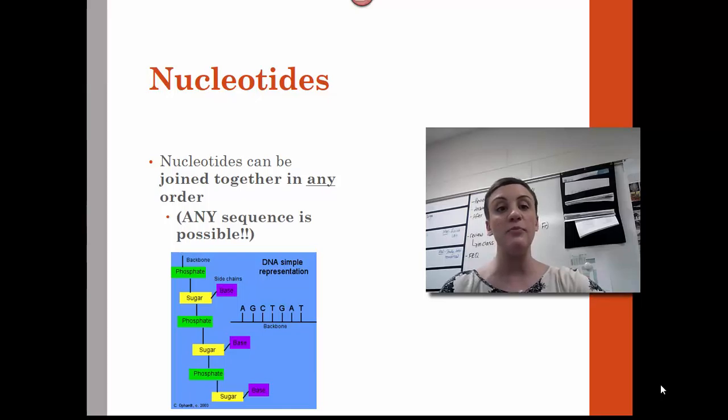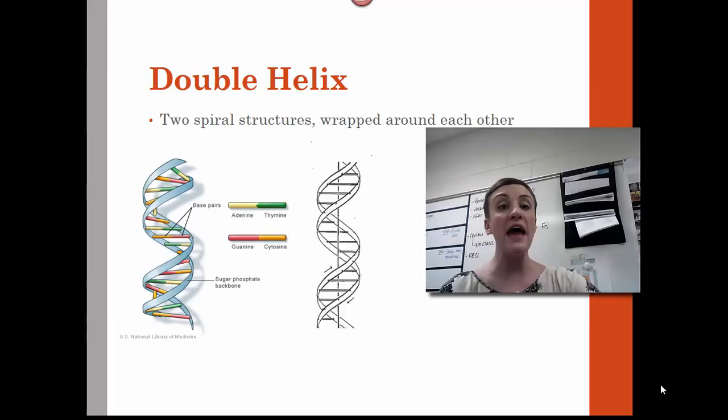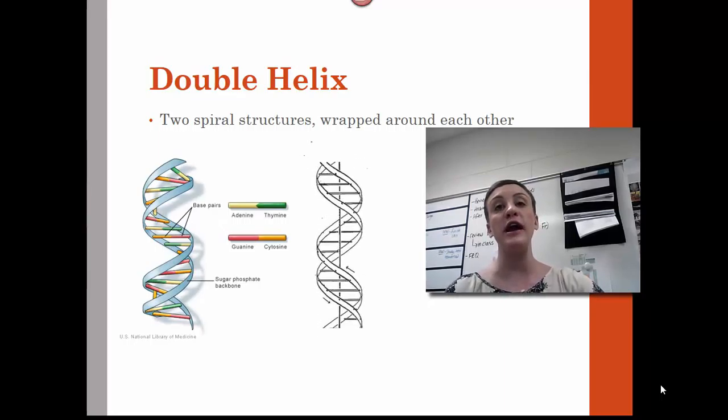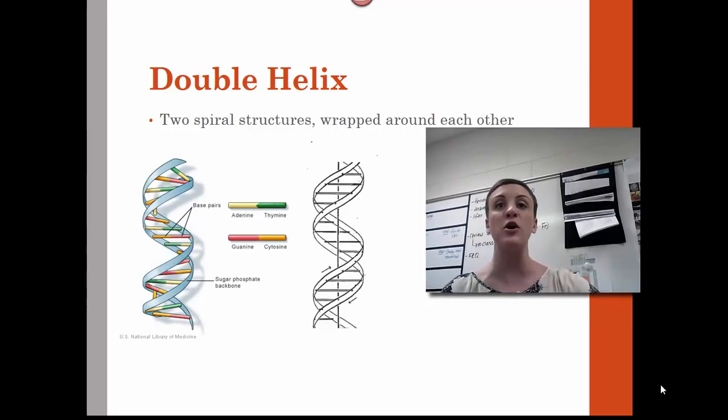The nucleotides can be joined together in any order, any possible sequence, and the sequence that they are joined in is what determines your genes, which code for proteins, and the proteins help you express those genes, like your hair color, your eye color, whether you have a widow's peak or not, and things like that. And finally, all those things together create what is called a double helix shape. So if you took a ladder and you just twisted it, you would get the double helix, which is the shape of DNA, as given to us by Watson and Crick.